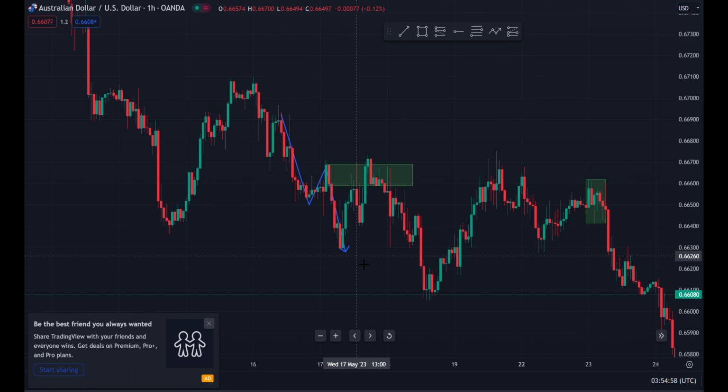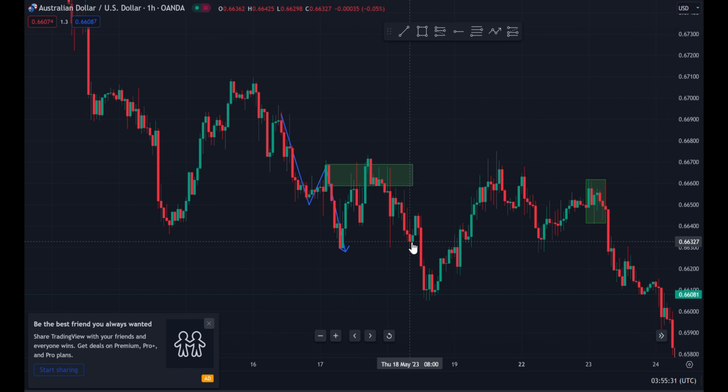We shall expect this market to retrace back into the zone as it did the first time. It tapped into the zone, then started retracing and moving in profits, then it came back to tap into the zone the second time and moved down for the second time. So that is another drop base drop setup.